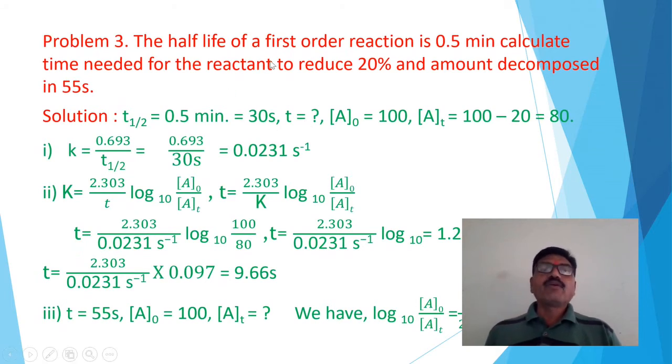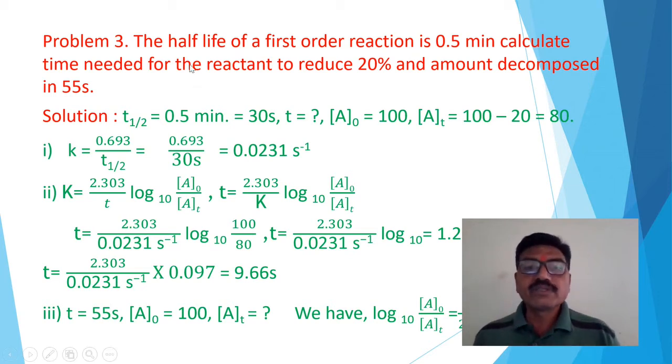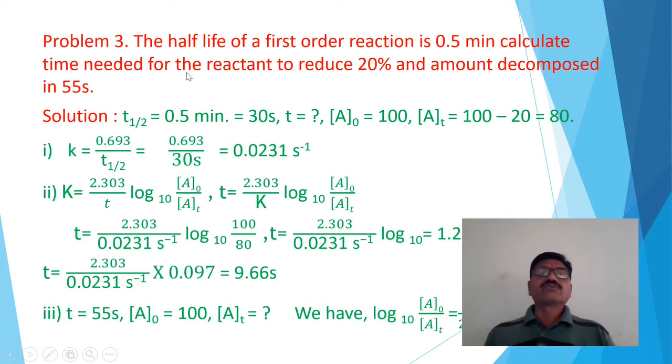The half-life of a first order reaction is 0.5 minute. Calculate the time needed for the reactant to reduce 20% and the amount decomposed in 55 seconds. So try this. This is the numerical given in the textbook. Try this under the heading. See how to solve. Actually this is the combination of the first two numericals. Once again we will see how to solve this one.